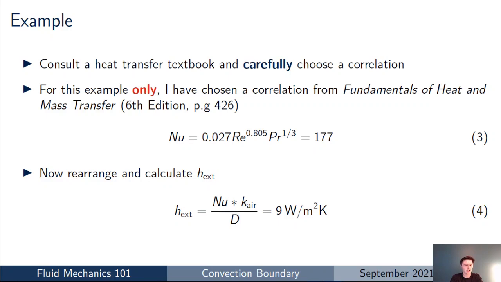But for pipe flow with forced flow over, I'm going to choose a correlation for forced flow over a circle or a circular cylinder, and I'm using the heat transfer book, Fundamentals of Heat and Mass Transfer, 6th edition, which is linked in the description if you want to see that particular book. And the correlation that I've chosen, you can see, is there in equation 3. For the circular cylinder that we're looking at here, you can see that the Nusselt number is 0.027 multiplied by the Reynolds number to a power, and then multiplied by the molecular Prandtl number to the power 1/3.